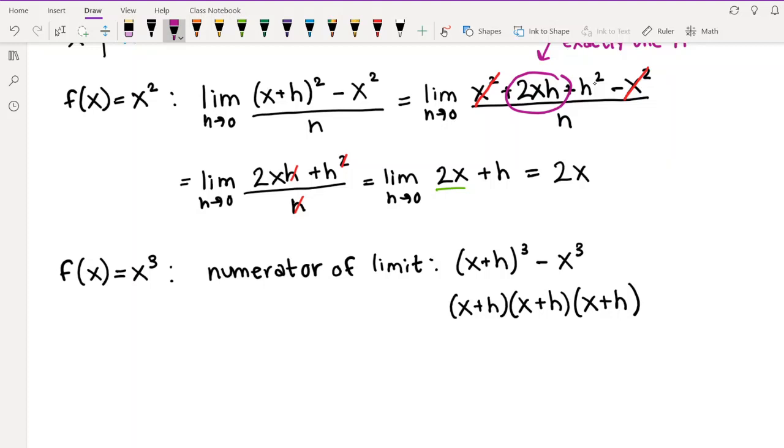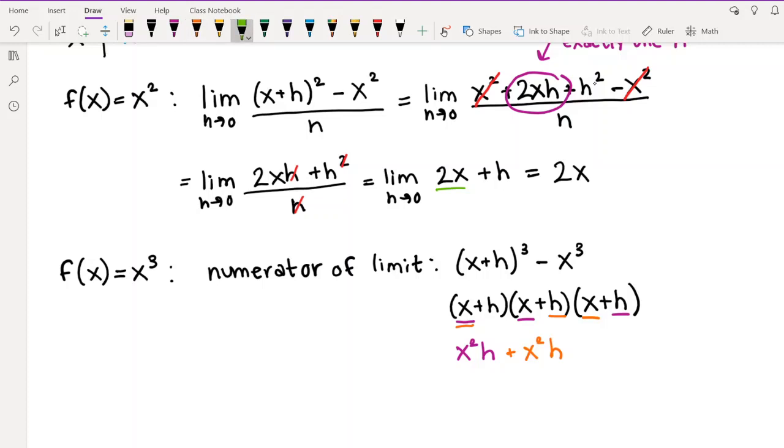So we want to see how we could get terms that have exactly one h in them, right? Because that's the part that's going to survive the limit. One way we could do that is x times x times h. So that would give us x squared h. There's another way we could do it: x times h times x. That would give us another x squared times h, because you have two x's and an h.